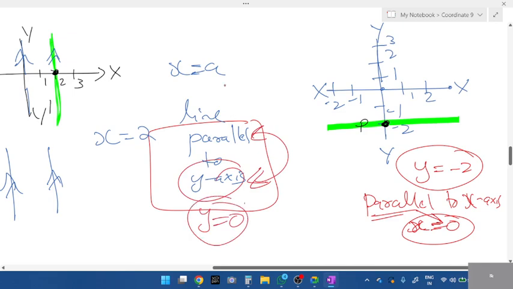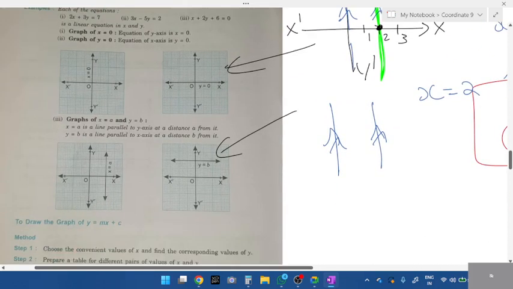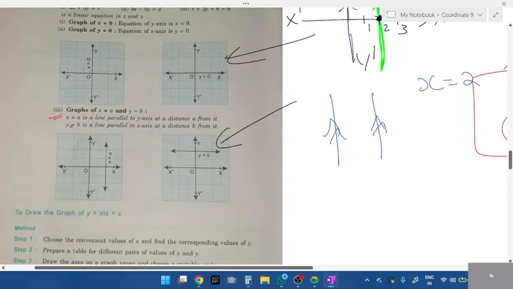Is it clear? Did you understand? All of you understood the difference? When to take values? See, that is what they explain. X is equals to a. Can you read this, students? X is equals to a is a line parallel to which axis? Parallel to the y-axis. When y is equals to b, b is nothing but just a value given.